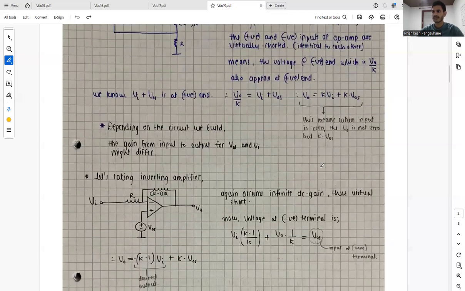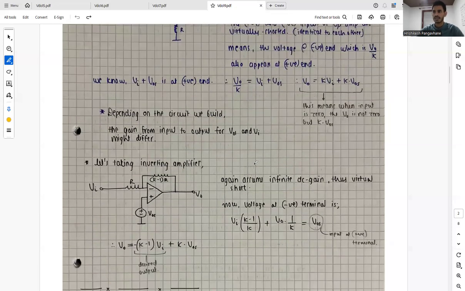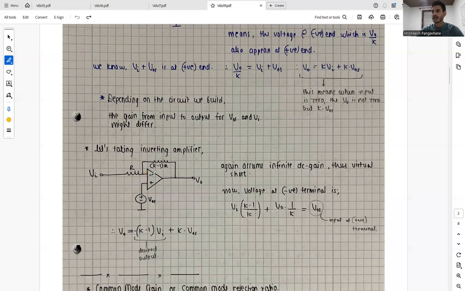So let's take another circuit. Let's take the inverting amplifier. And in this case, again, assume infinite DC gain, thus the virtual short is there. And now the voltage at the negative terminal is nothing but Vi times (K minus 1) divided by K, which is due to this divider, plus V0 times 1 by K.